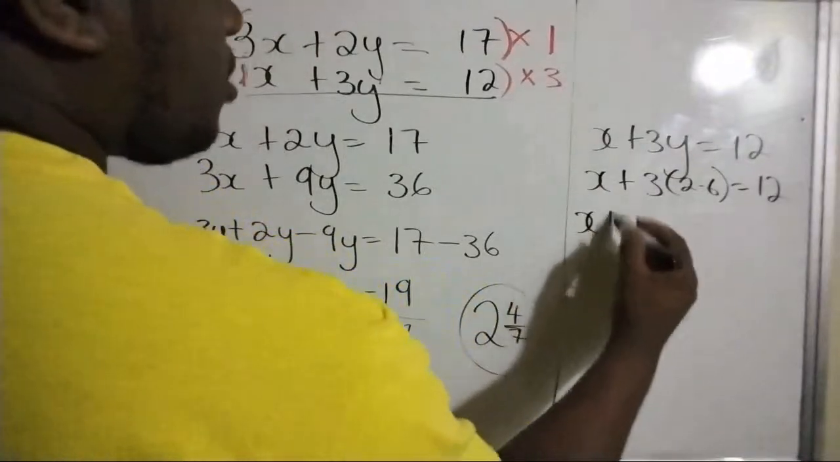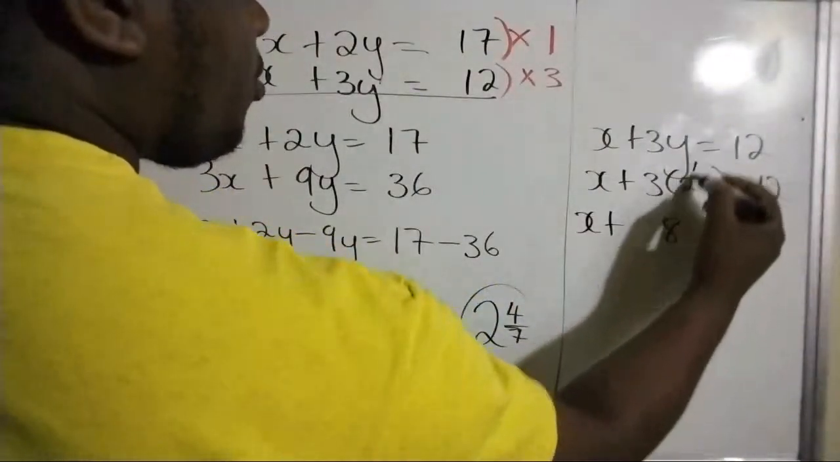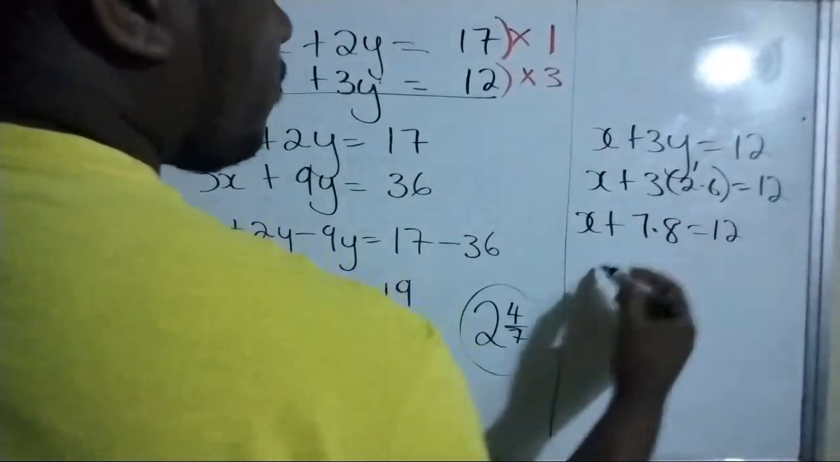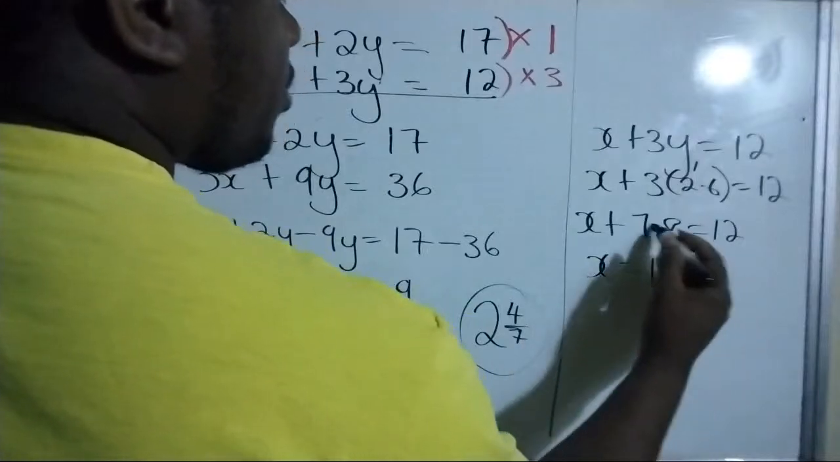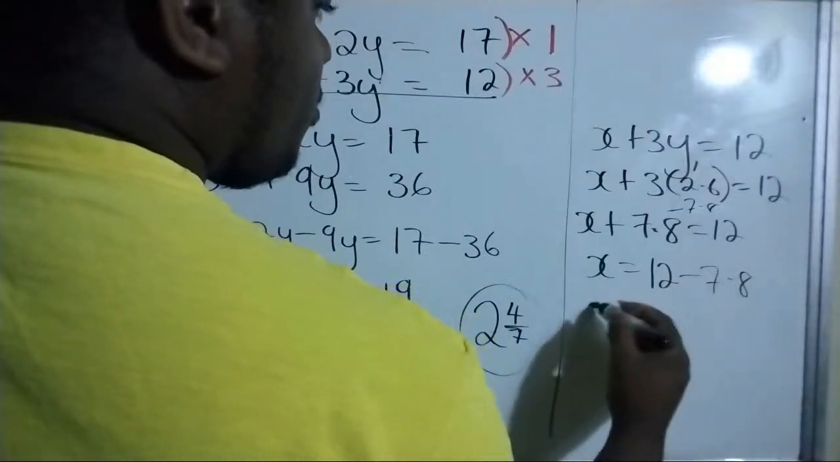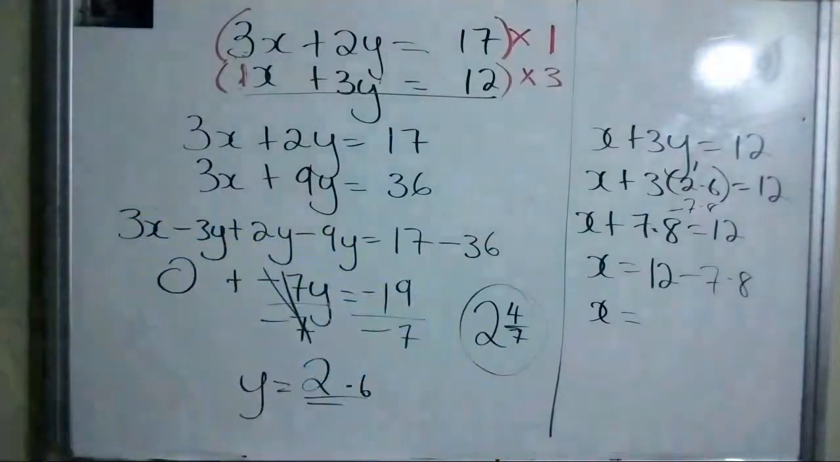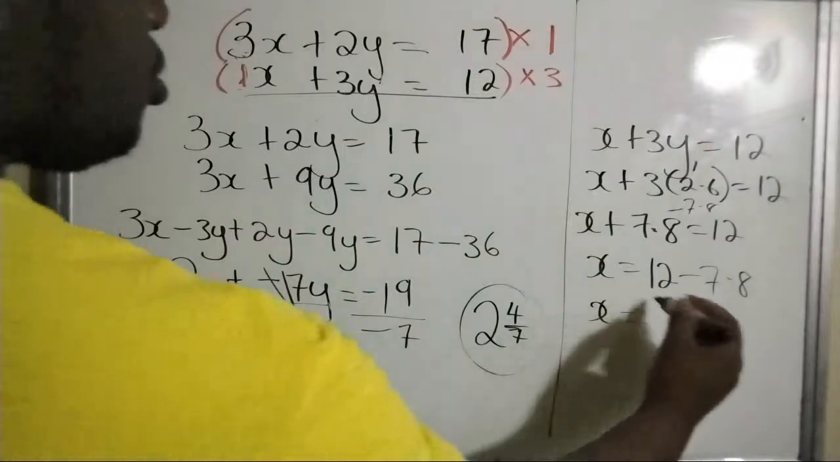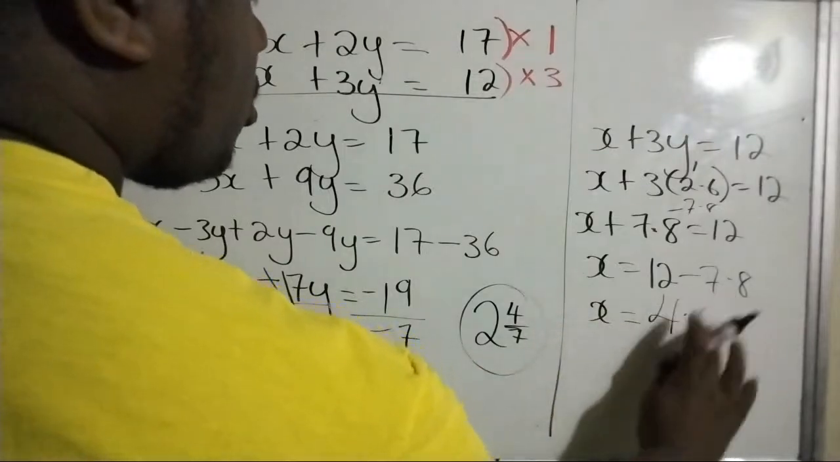And then now we can say x plus 3 times 6 is 18, 8 carry 1. 3 times 2 is 6 and 1, 7. So that's 7.8, and it is equal to 12. So therefore x is equal to 12. To get rid of this, we minus 7.8. And whatever that works out, that would be our answer. That's 4.2. Zoom says 3.6. I'm not sure about that.